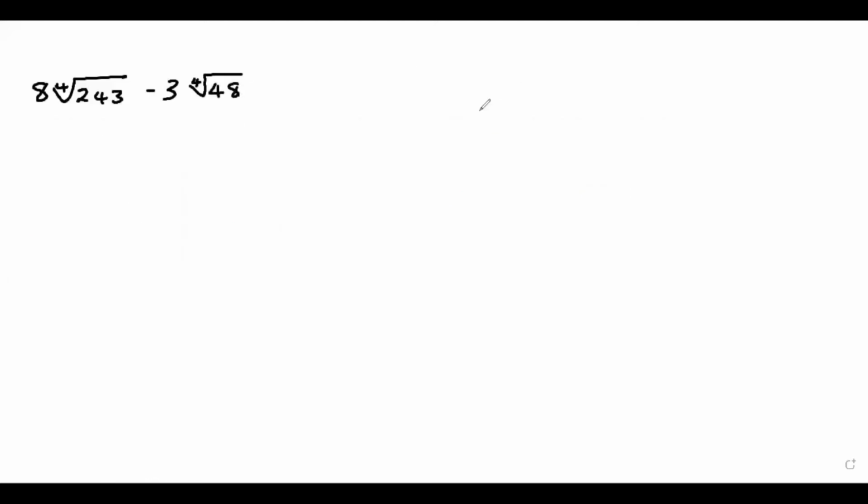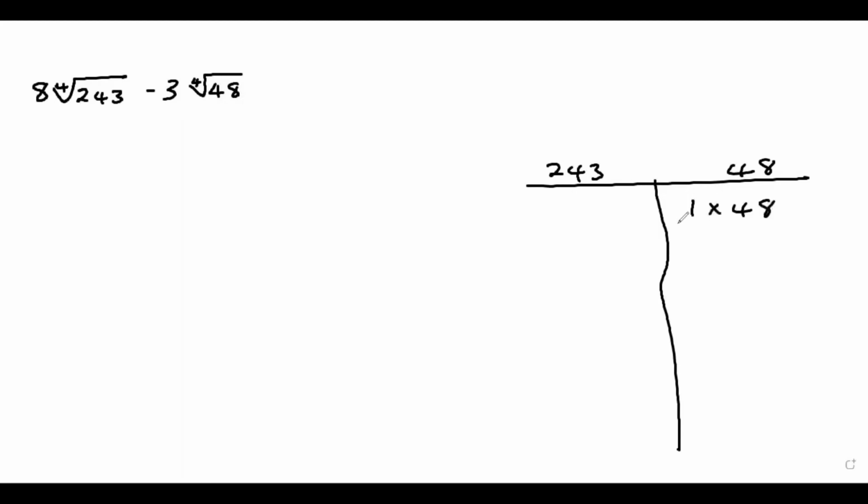Okay, so again, let's say we have this question. We have our little table and we want to find the factors of 243 and 48. So again, 1 times 48. I'm starting with the smaller number, which is 48. Then we have 2 times 24, 3 times 16, 4 times 12, and 6 times 8.